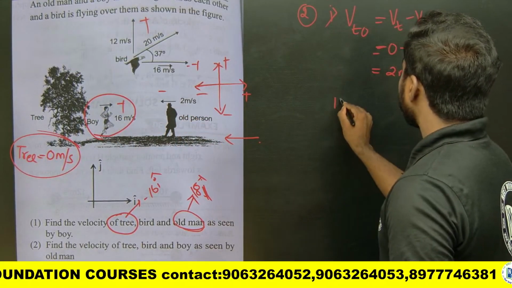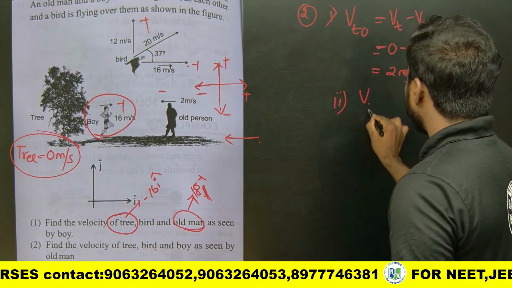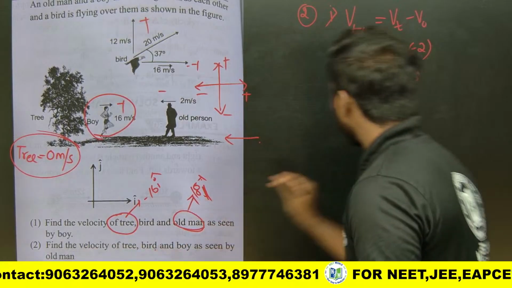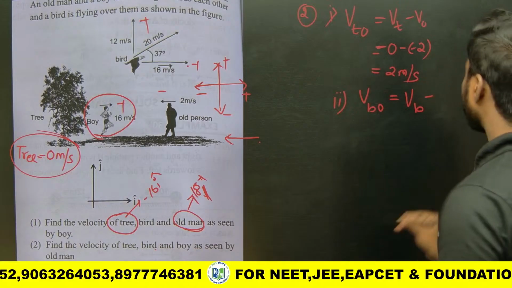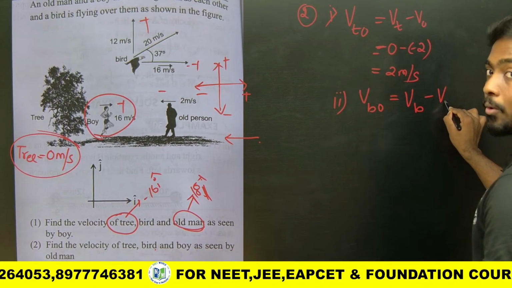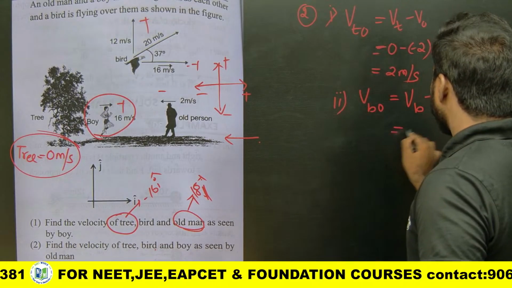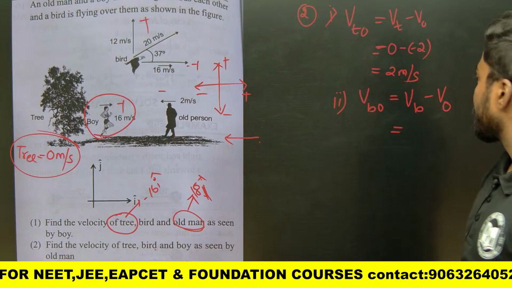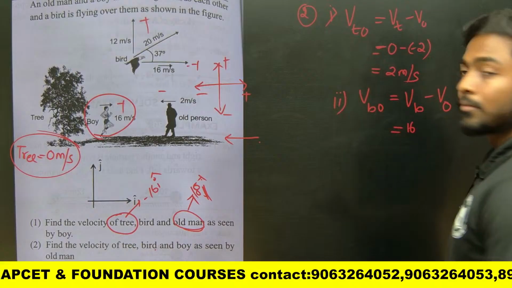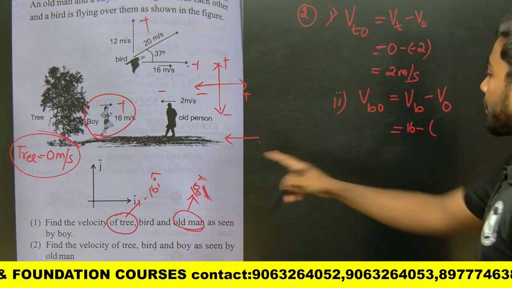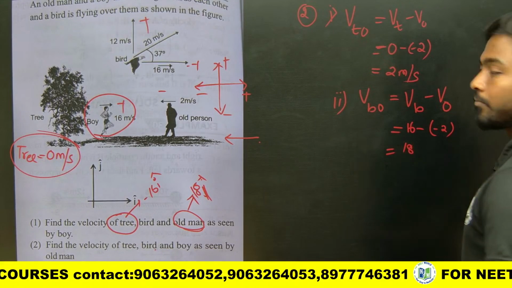Next, the second part, velocity of the bird. I'll write velocity of the bird as seen by the old man, with respect to the old man, which is nothing but velocity of the bird minus velocity of the old man, right? Am I correct? It is equal to velocity of the bird 16 minus velocity of the old man. It's coming in the opposite direction, minus 2. So it is 18, right?